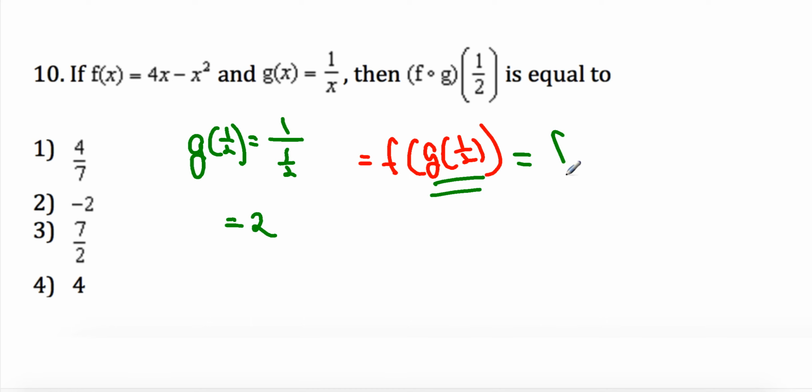So then this basically is equal to f of 2, because g of 1/2 is equal to 2. Then when you plug in 2 in place of x, then you will get 4 times 2 minus x squared. Then, 2 squared.